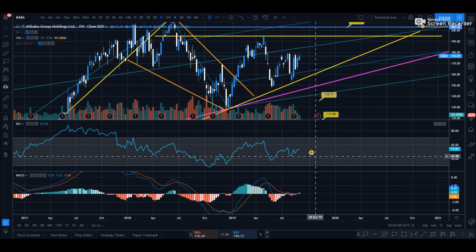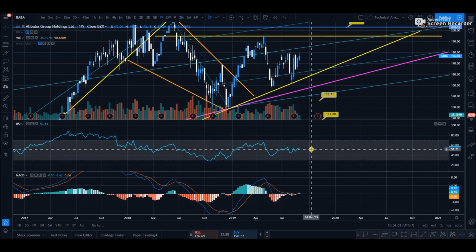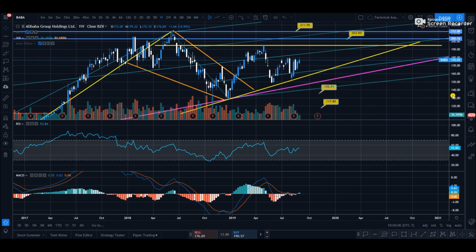Also for the RSI, we're in medium levels. We're not overbought or oversold. We're basically right in the middle. So we're doing fine at the moment. You just have to watch for this.